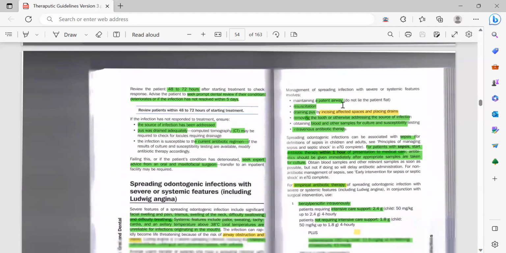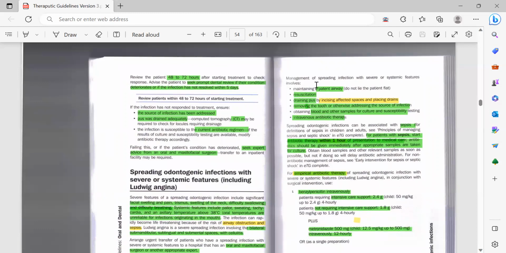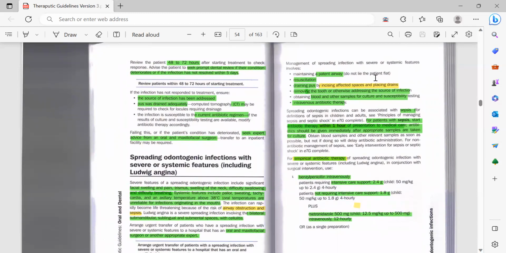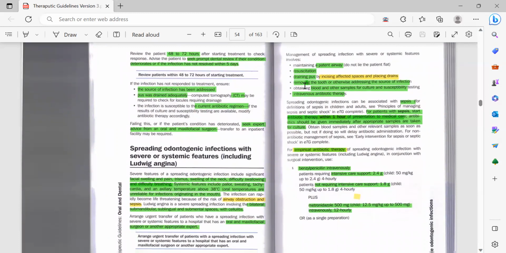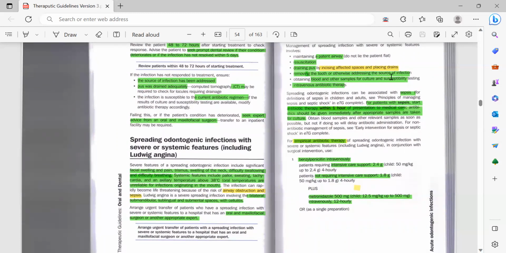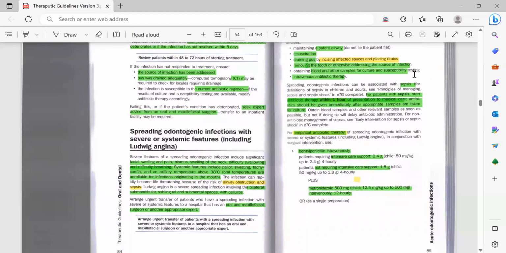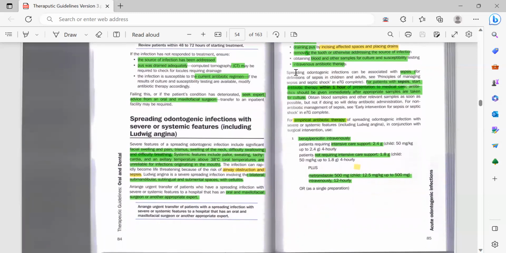What would be the management for these patients? First of all, they would maintain a patent airway, which means do not lie the patient flat, resuscitation, draining pus by incising affected spaces and placing drains, removing the tooth or otherwise addressing the source of infection, obtaining blood and other samples for culture and susceptibility testing, and they would start IV antibiotic therapy.